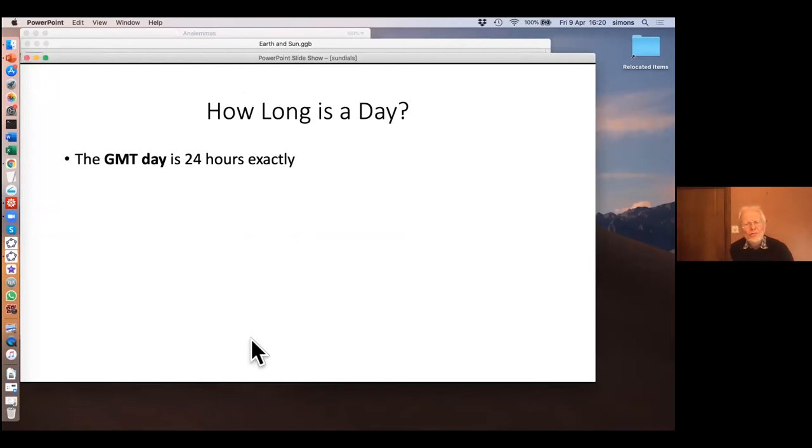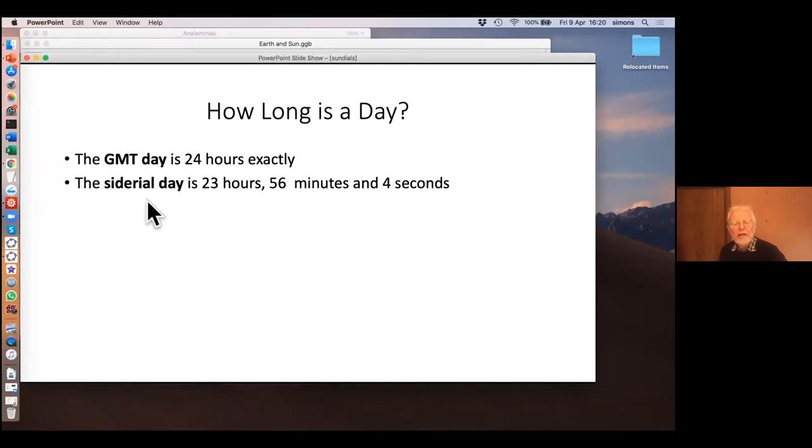So there are three sorts of day here. There's the GMT day, the clock day, if you like, which is 24 hours exactly. There's the sidereal day, which is 23 hours and 56 minutes and is constant. And then there's the solar day, which averages 24 hours, but varies. And it varies in two ways, one annually and one six-monthly. So we'll start with the annual one because that's the easier one.